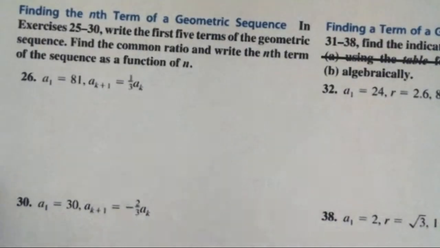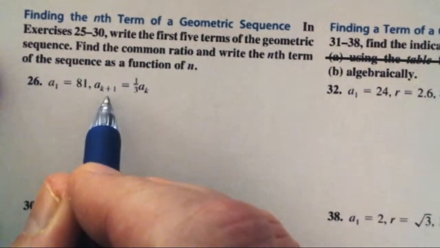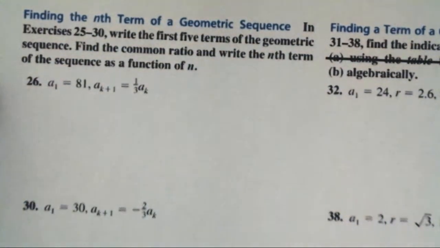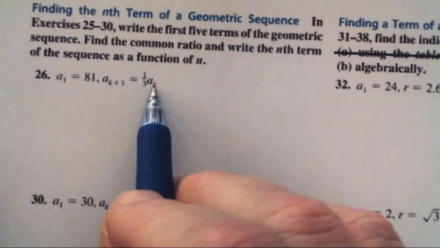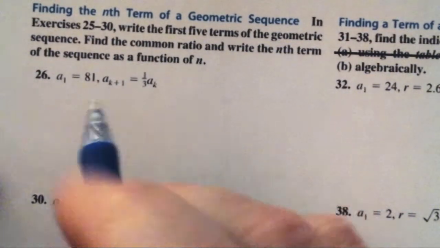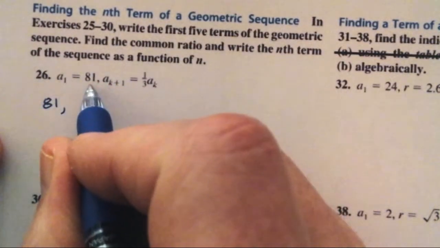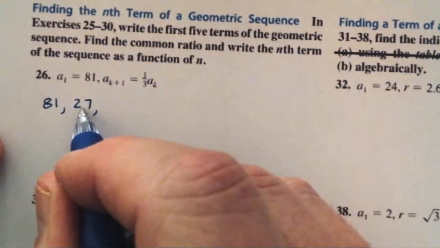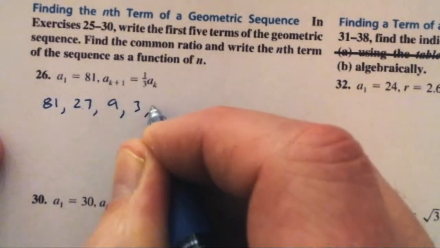All right. Write the first 5 terms of the geometric sequence. So here we have what we referred to in the last section, actually 2 sections ago, as a recursive definition. Hopefully by now we're good at reading these. We say, hey, if I know a term, then all I need to do to get to the next term is multiply it by 1/3. So my first term, 81, my second term, 81 times 1/3. My third term, 27 times 1/3. 9 times 1/3 and 3 times 1/3.